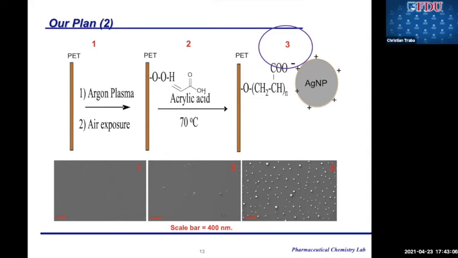Each of these different modification steps were visualized using SEM. Image 1 is our plasma exposure. Image 2 represents our polymer grafted surface. And SEM image 3 represents our immobilized surface.